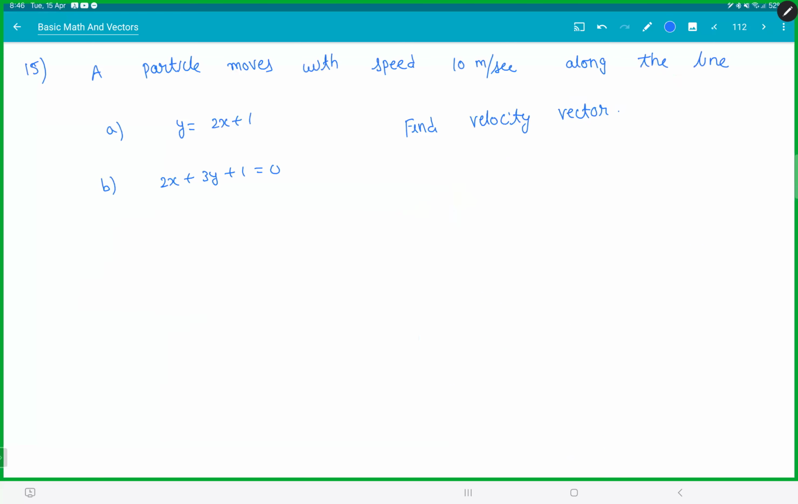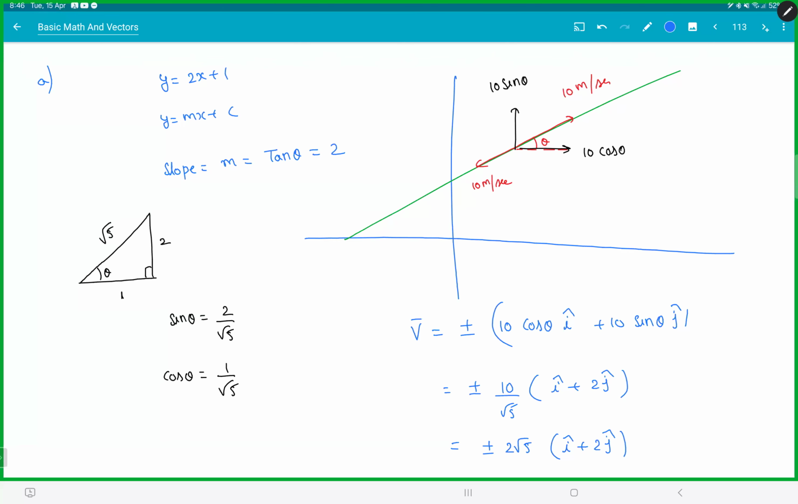Yeah. Now using this thing, can you do the second part? 2x plus 3y plus 1. I'll write here 2x plus 3y plus 1 is 0. Have a look at this. Try for 2x plus 3y plus 1. Get it? Now it is easy.